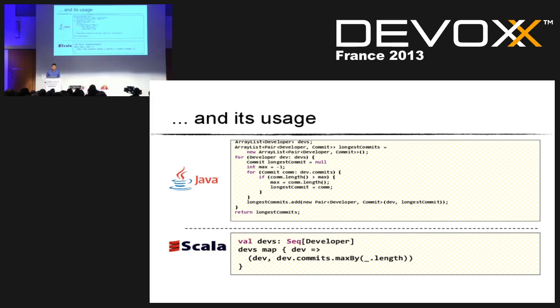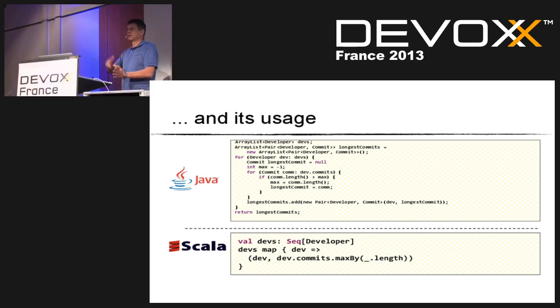In Scala, I could write it in exactly the same way as in Java, but people usually don't. So what people usually write is something like that. So you start with a sequence of developers, devs, and then you say, well, I want to map a function for each developer, and here's the function. So it takes a developer as the parameter, and it returns a pair of the developer itself and, taking the commits of the developer, the maximum according to a function. The function is, for each commit, I give the length. So that means I take the maximum commit according to this comparison function which says compare the length of the two.